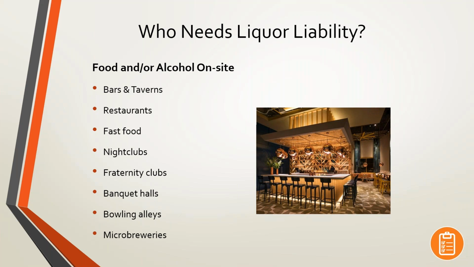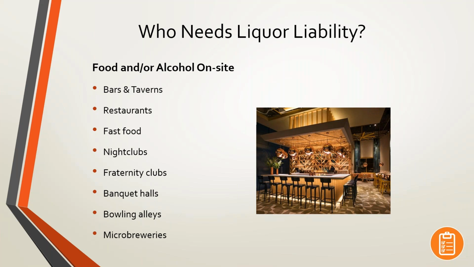So let's move on to who needs liquor liability. When we're thinking about hospitality and liquor business, we think in terms of 2 big buckets. The first bucket might be establishments that sell alcohol for on-premises consumption. So these are your typical bar, tavern business, fine dining, fast food restaurants, nightclubs, or even fraternal or private clubs that serve alcohol for their members and are run on membership basis.